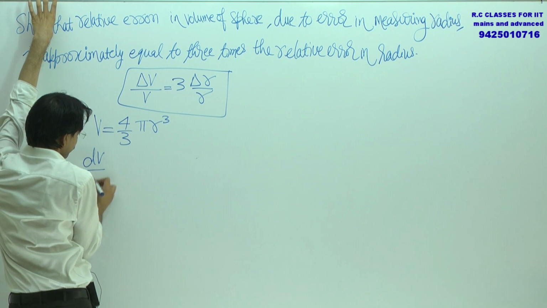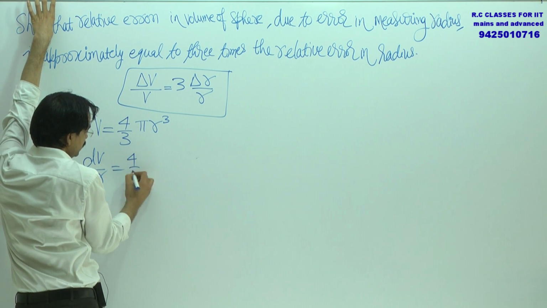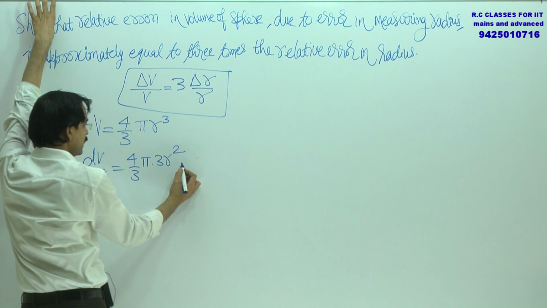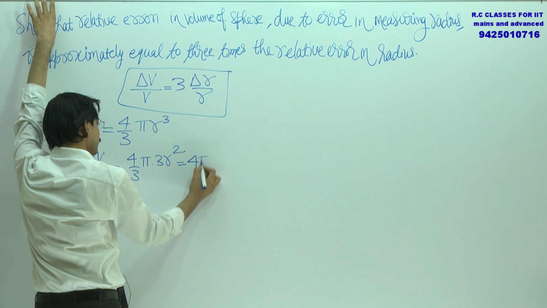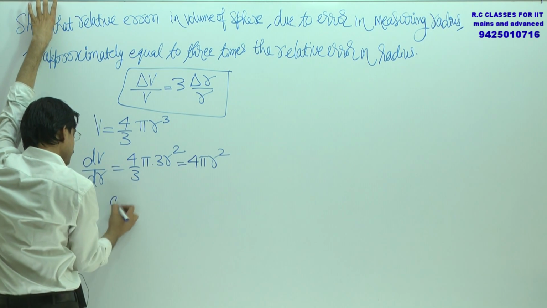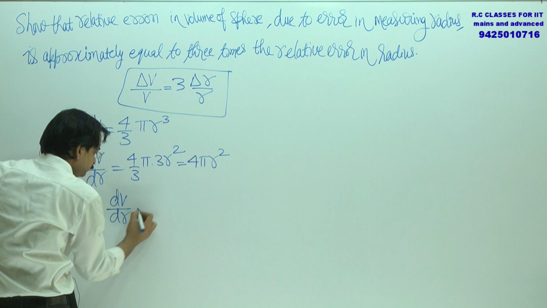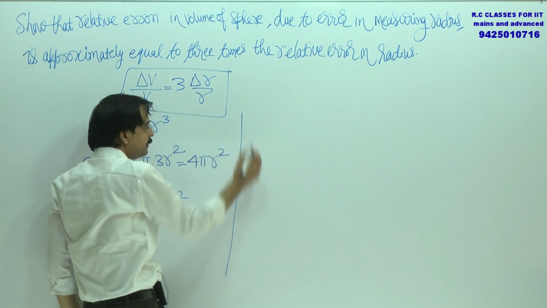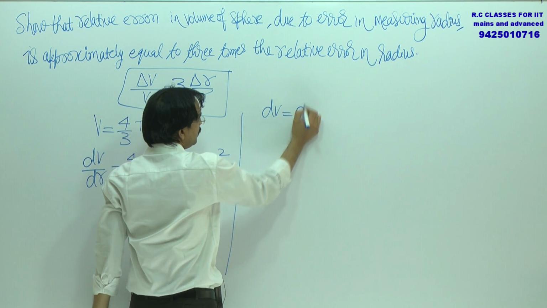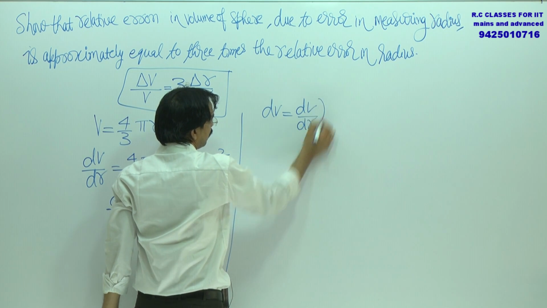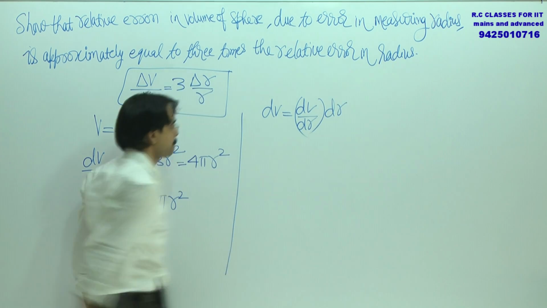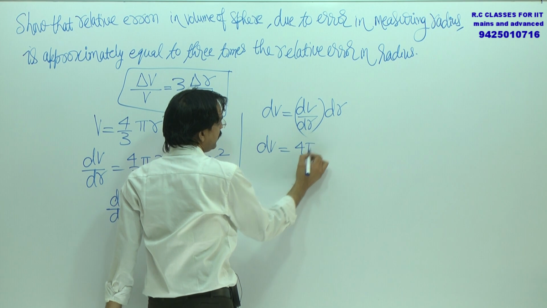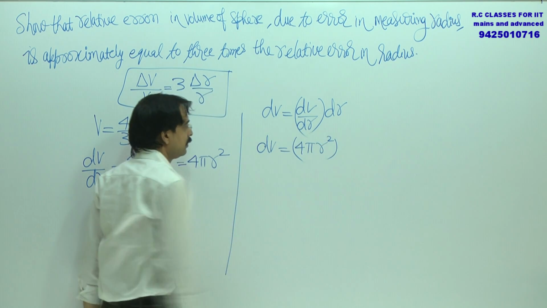dV by dr is 4/3 pi, and the derivative of r cube is 3r square, so it is going to be 4 pi r square. That is dV by dr. Now to calculate dV, dV can be written as dV by dr into dr. So dV equals 4 pi r square dr.